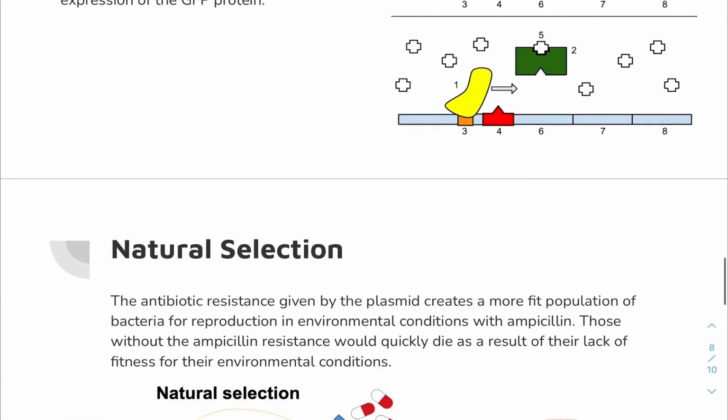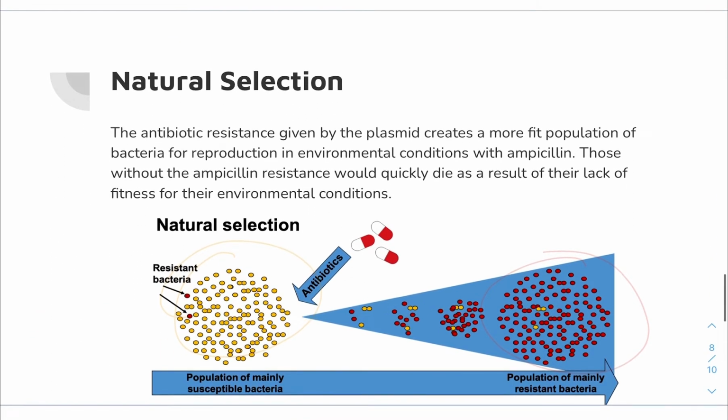And then this is what I was alluding to a second ago. Natural selection: as we have bacteria that are more suited to an environment, or more fit for that environment, they're going to reproduce at a much higher rate. And because of this high rate of reproduction, eventually the entire population is going to be filled with basically only the bacteria that contain these specific traits that made them more fit for their environment.